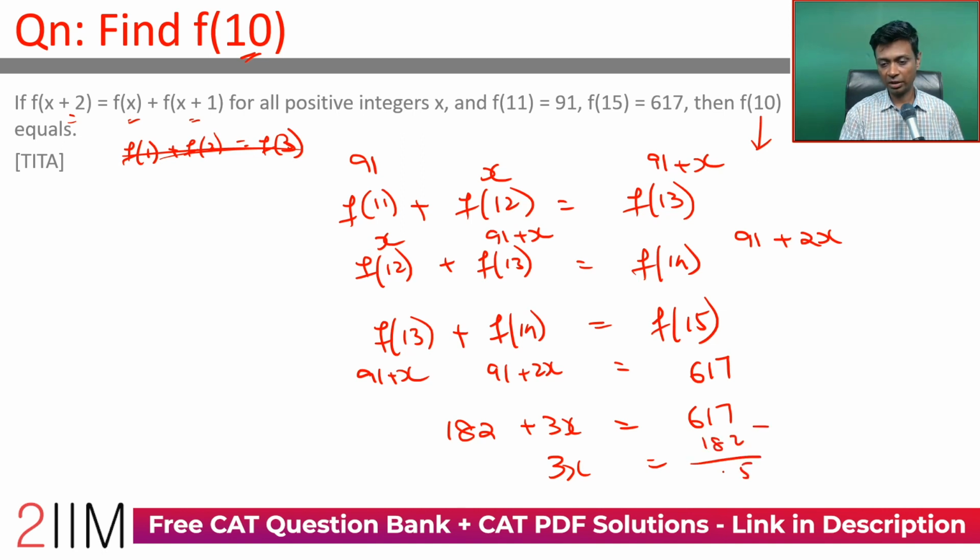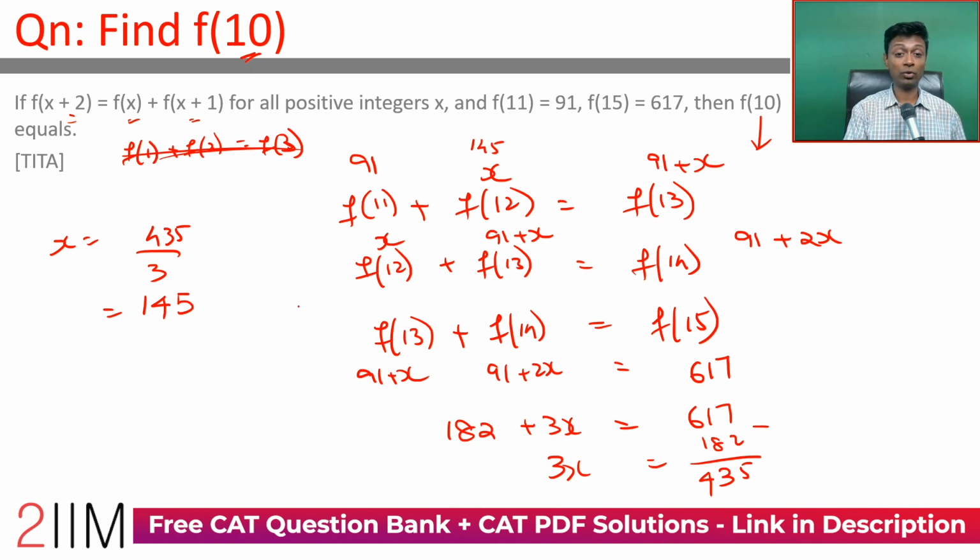617 minus 182: 7 minus 2 is 5, 1 minus 8 with borrow is 3, 6 minus 1 minus 1 is 4. 3x is 435. x is 435 by 3, which is 145. So x is 145.